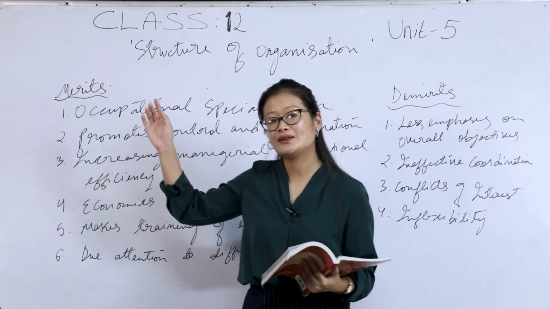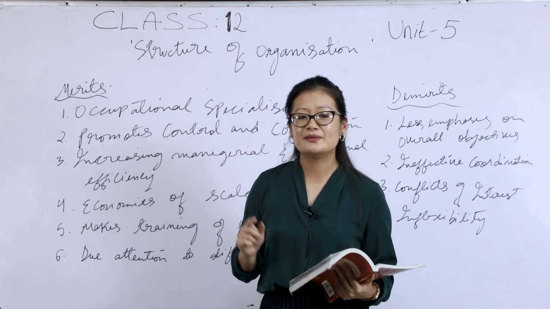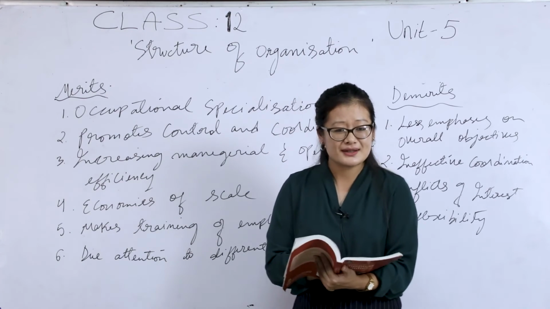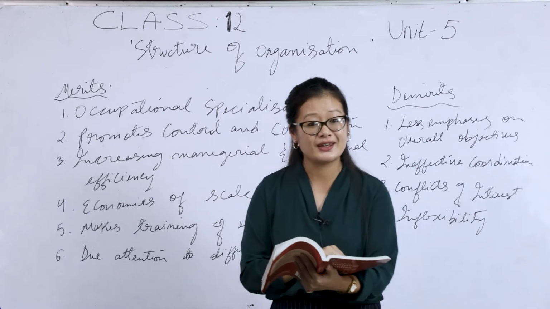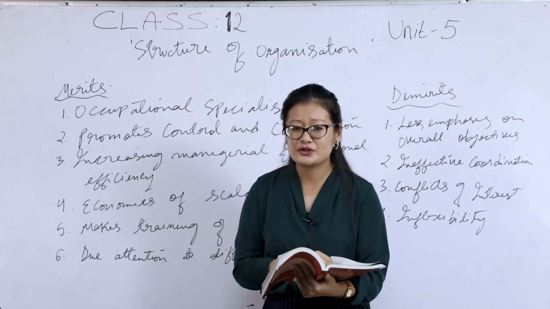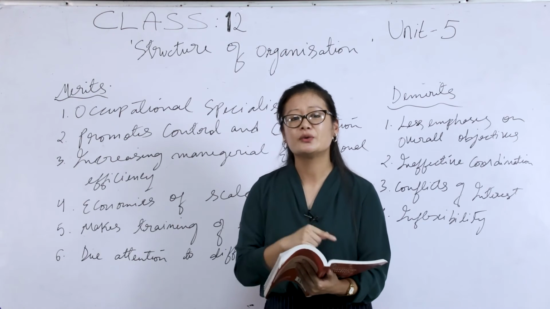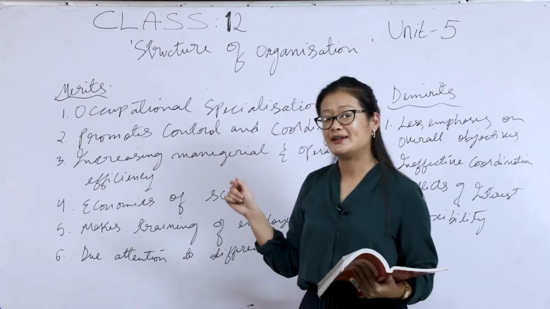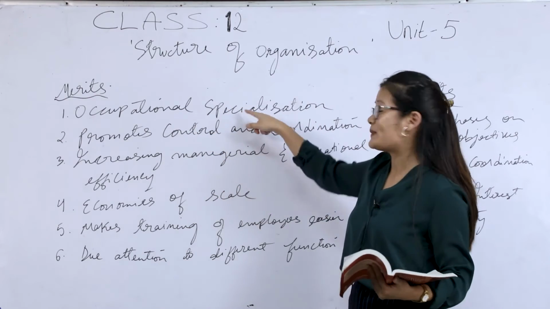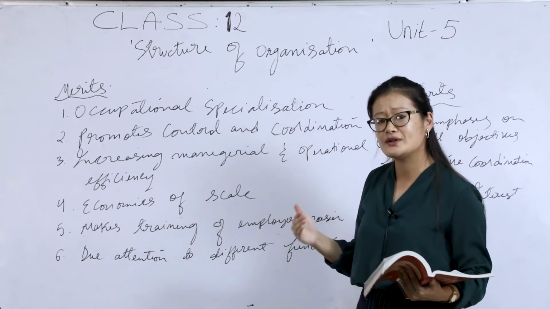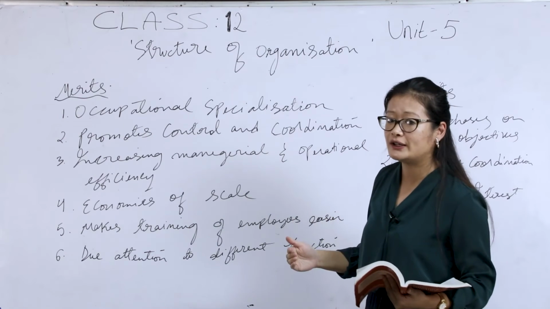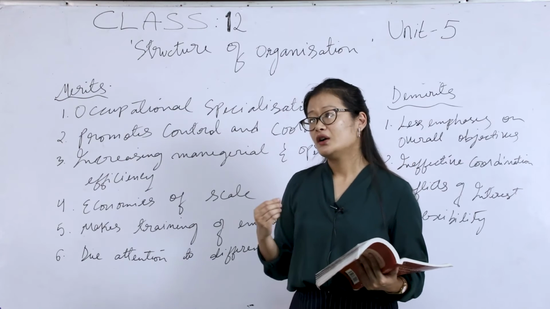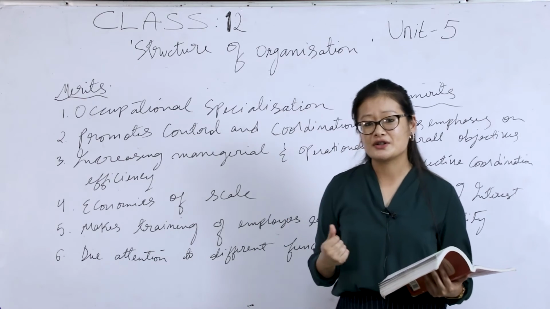Let's have a look at the merits and demerits of organizational structure, okay? So students, if you are watching this, please turn your page to 150, okay? And like I always mentioned, kindly follow this lecture along with your textbook, okay? So yeah, number one, the first merit is occupational specialization, okay? Occupational specialization. So here, it means that we know how the functional structure functions, right?